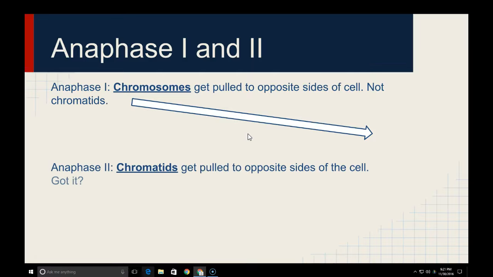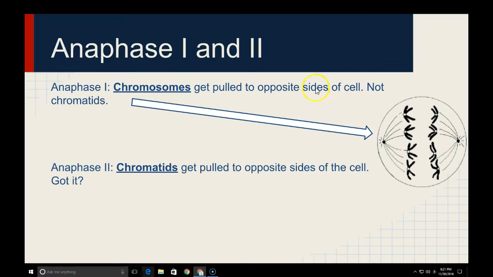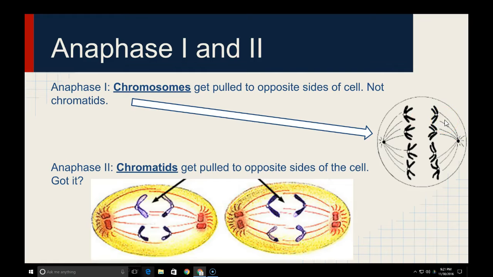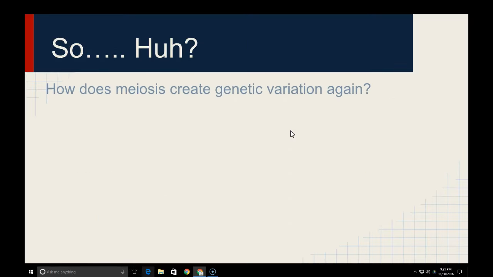Anaphase 1 and 2. The difference here is that in anaphase 1, full chromosomes get pulled to each side. And in anaphase 2, just the chromatids get pulled. They separate at the centromere, and half of them get pulled here and half of them get pulled over here. So that's a little difference between anaphase 1 and anaphase 2. So yeah, I know, it's confusing.